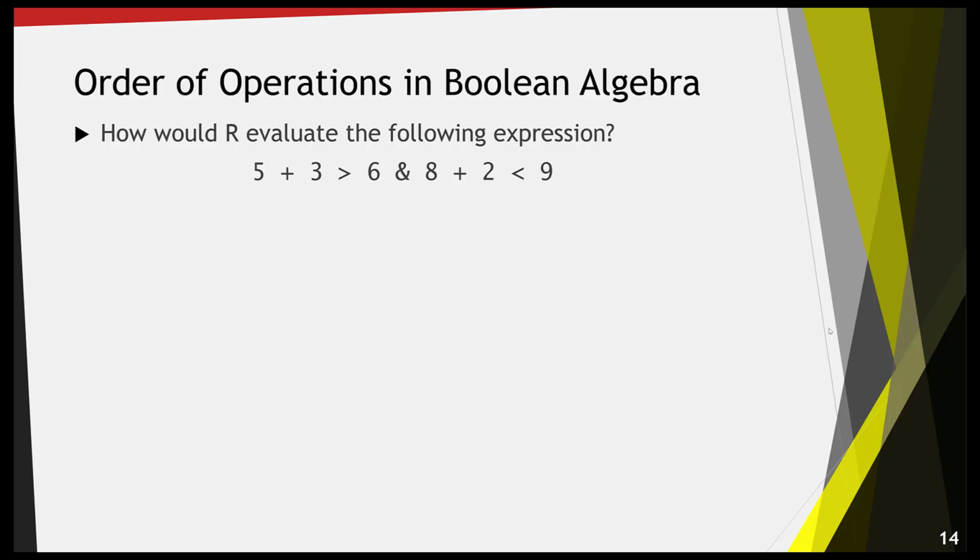Remember that logical operators, things like AND and OR, are evaluated even later in the process. So in this case, we have a complicated logical expression, 5 plus 3 greater than 6, and 8 plus 2 less than 9. The way R evaluates this is first to evaluate the arithmetic, so adding 5 plus 3 and 8 plus 2. That gives us 8 is greater than 6, and 10 is less than 9. R then evaluates the logical tests, the greater than and less than signs. 8 is greater than 6. That gives us a true. 10 is not less than 9, so the result there is a false. That leaves us with true and false. Remember, the AND operator only returns true if both sides are true. That's not the case here, so the result is false.